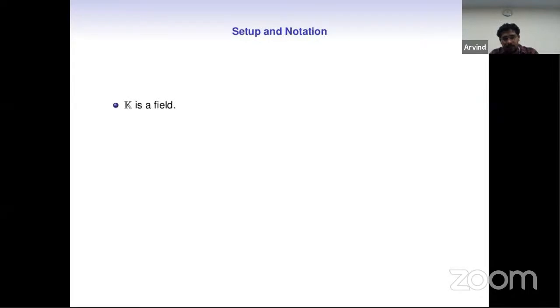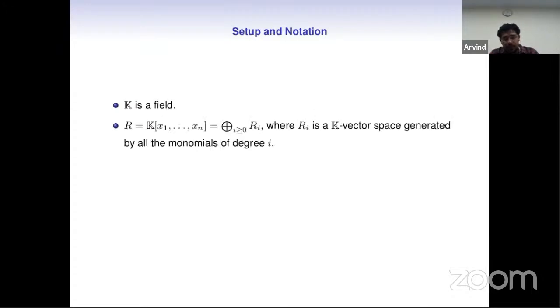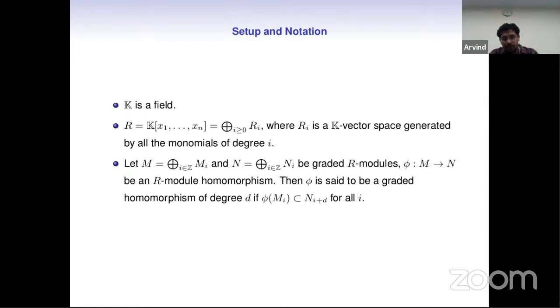Let's fix some setup and notation which will be used in this talk. K is a field and R is a standard graded polynomial ring in n variables. By standard grading, we mean that R can be written as a direct sum of R_i, where R_i is a K-vector space spanned by monomials of degree i. Let M and N be graded R-modules, and if we have an R-module homomorphism phi from M to N, then we say that phi is a graded homomorphism of degree d if phi of M_i is contained in N_{i+d} for each i. And m is the unique maximal homogeneous ideal of R.